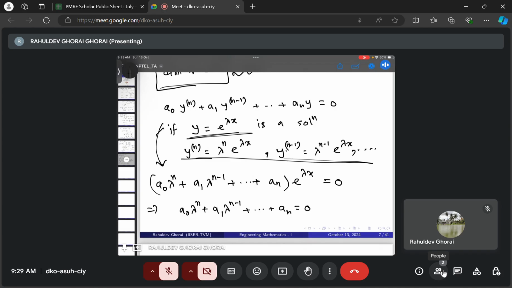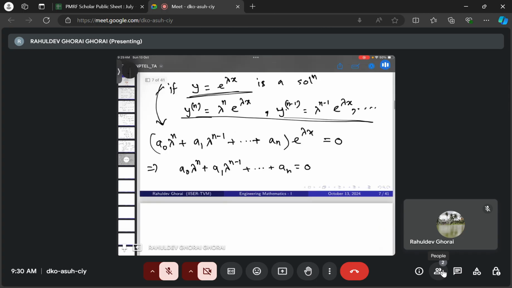E to the power lambda x is never 0 unless x is converging to minus infinity. We only worry about finite x, not infinity. That's why e to the power lambda x is never 0 in that sense. That's why a naught lambda n plus a1 lambda n minus 1 up to an will be 0. Now you know how to solve this, because a naught, a1, an are known to us.